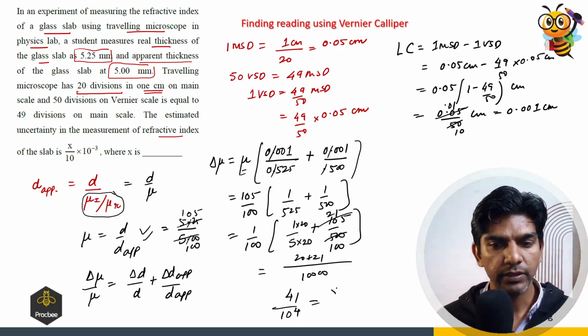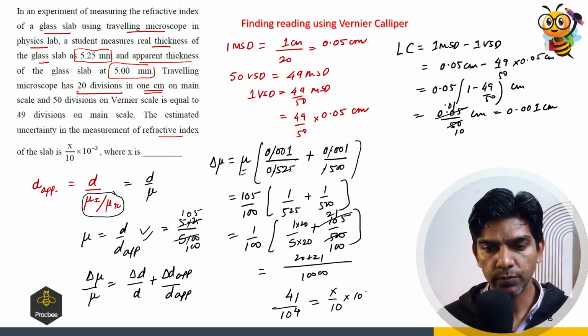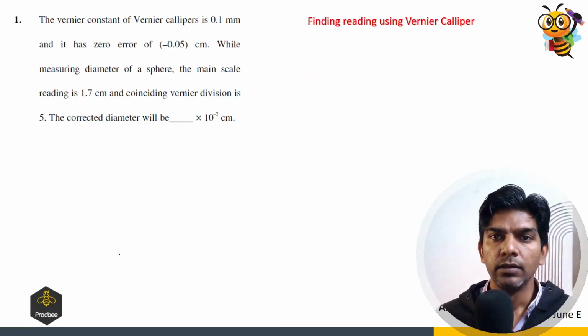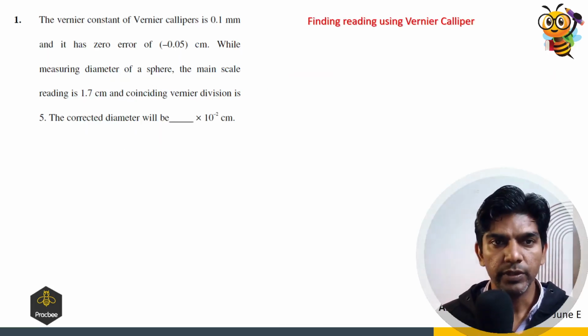And this value is given as x by 10 into 10 raised per minus 3. So this will cancel out with this. So x comes out to be 41. So 41 is the answer of this question. Let us see another illustration based on the same problem type.